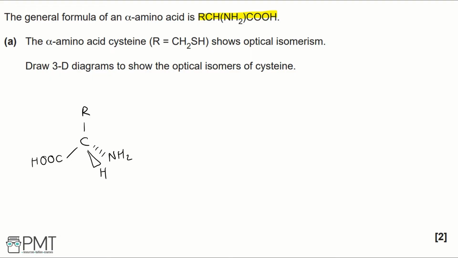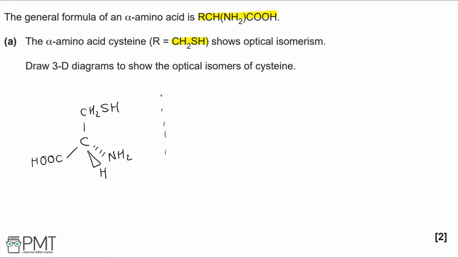But then we need to replace R with the R group that we're given in the question, which is CH2SH, so we can just add this in. And we're asked to show optical isomers, and an optical isomer means that it's got a mirror image.